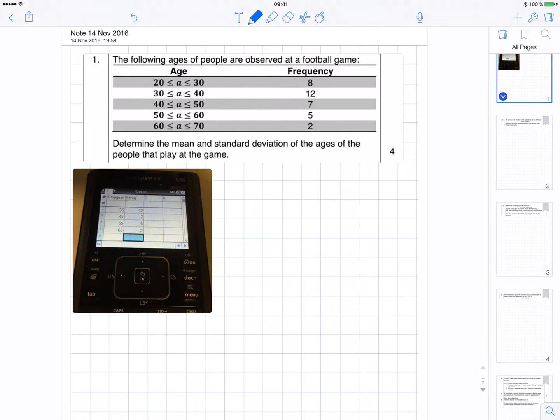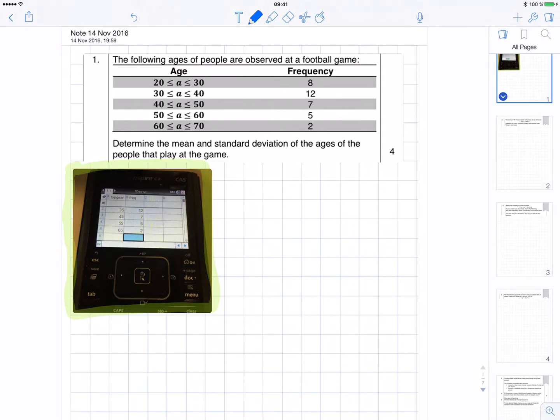We'll start with question 1, which is saying determine the mean and standard deviation of the ages of the people that play the game. What I've done is I've got this picture here of where I've put my calculator, gone to lists and spreadsheets, and I've put in my ages, and I put in my frequency. I've called it top gear. I could have called it age. I could have called it whatever you want, and then obviously a frequency column.